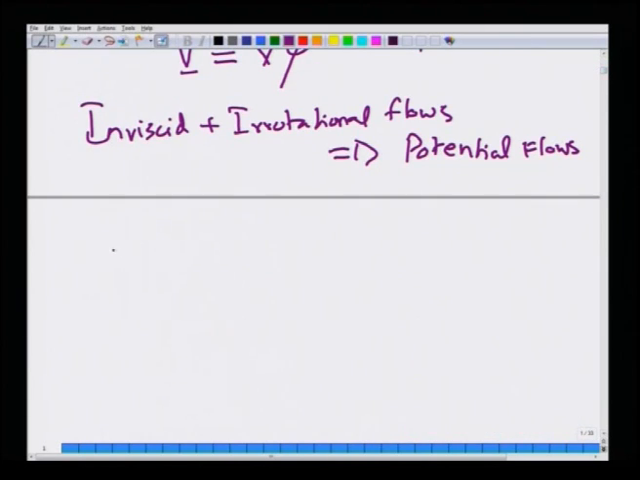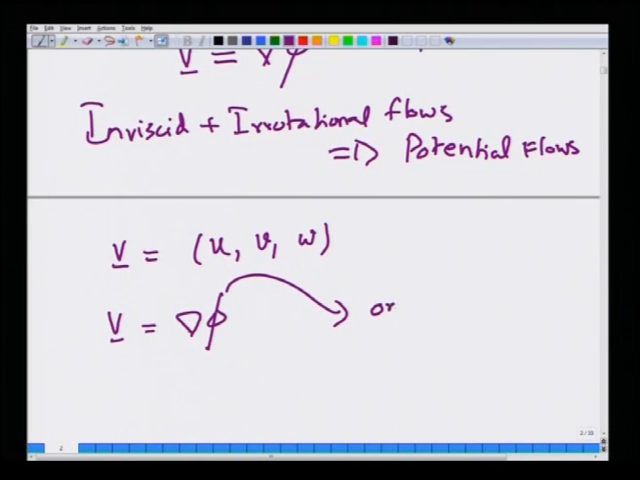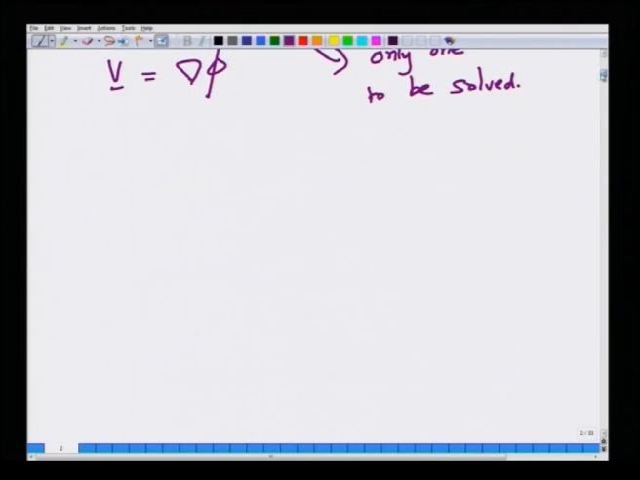What is the simplification? The velocity is a 3-dimensional quantity in general. It has 3 components, each being a function of all the 3 coordinate directions, but if you use velocity as the gradient of a potential for irrotational flows, then you need to solve only one unknown function instead of 3 unknown functions. So, only one function is to be solved. So, it leads to a lot of simplification.